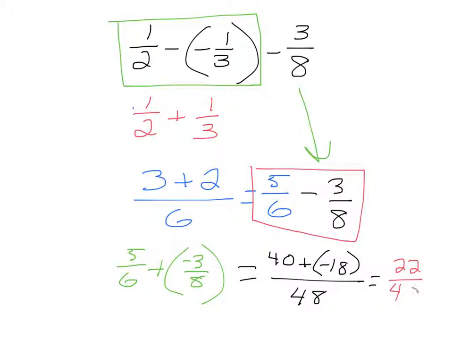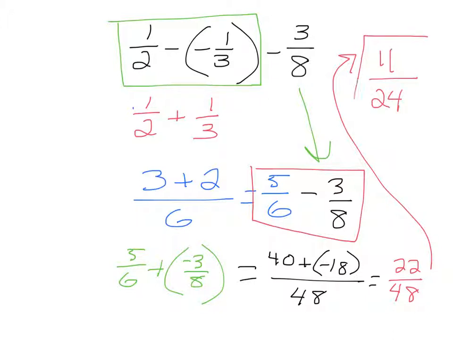over 48. So now, this is not the final answer because we have to simplify. So we can divide both by 2. 22 divided by 2 is 11, and 48 divided by 2 is 24. And that would be your final answer, 11 over 24.